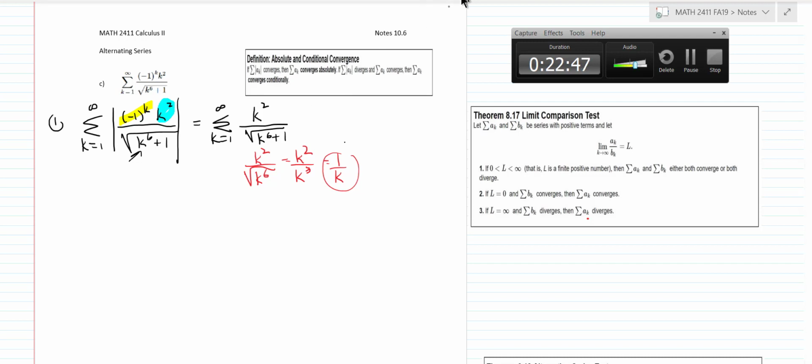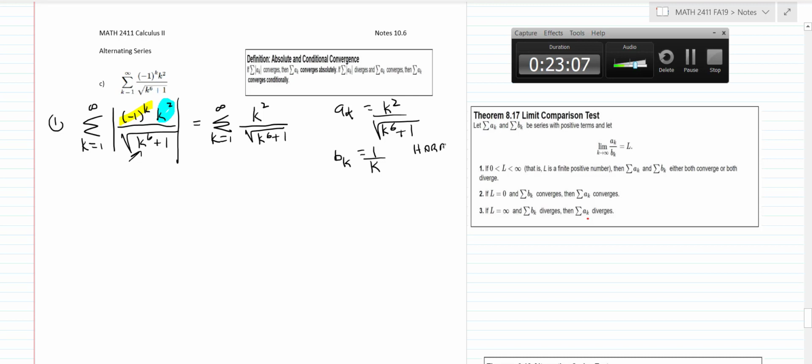Here's what we're going to do. When we formulate this, a sub k is just going to be the expression k squared over the square root of k to the 6 plus 1. And then b sub k, let's do 1 over k, which again is a harmonic series that diverges. So we got that. Let's do exactly what this tells us to do then. Let's formulate this ratio and take the limit of a sub k over b sub k as k goes to infinity.